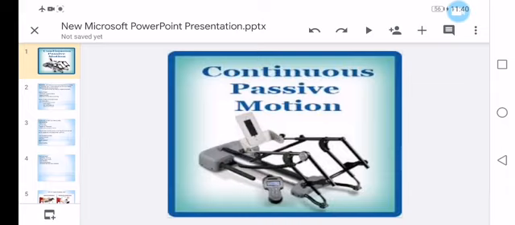Today we learn about continuous passive motion, which means CPM. What does it deal with? What are the advantages? What will be the precautions? And for what purposes will you be using it when it is asked as a 5-mark question? Basically, it is most important to know practically and how to present it in a paper.